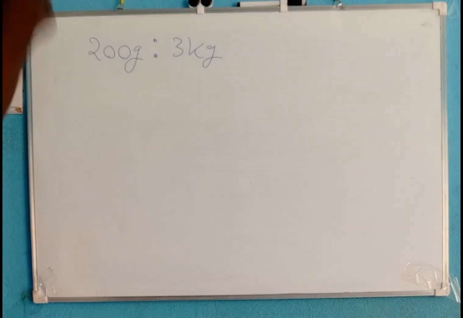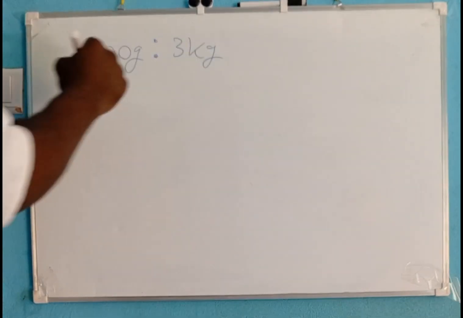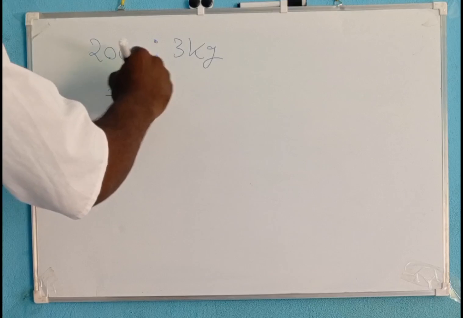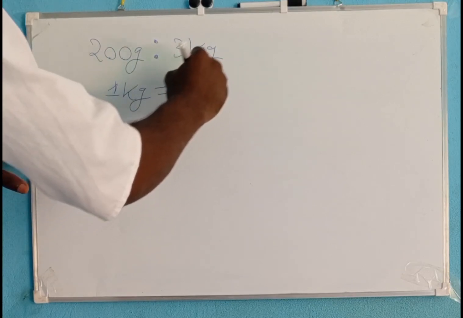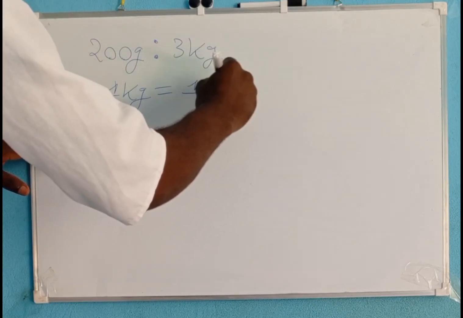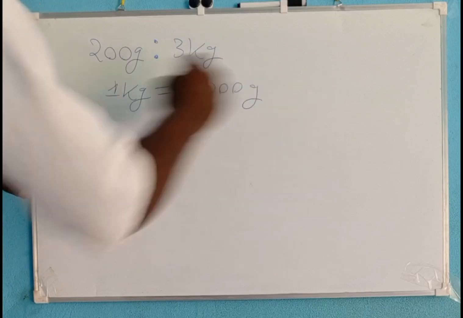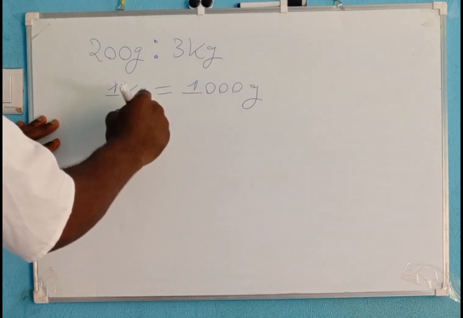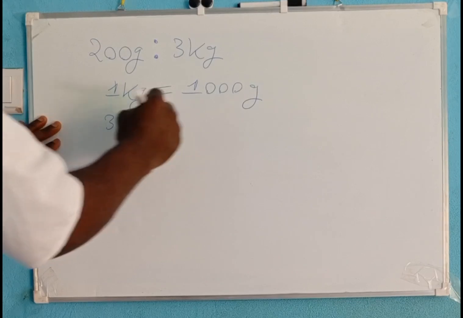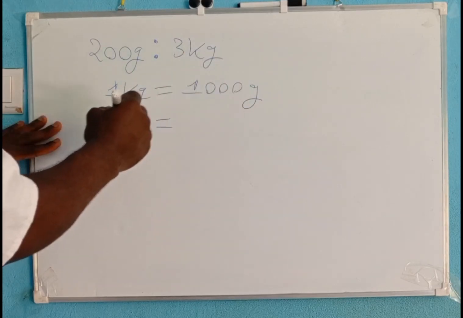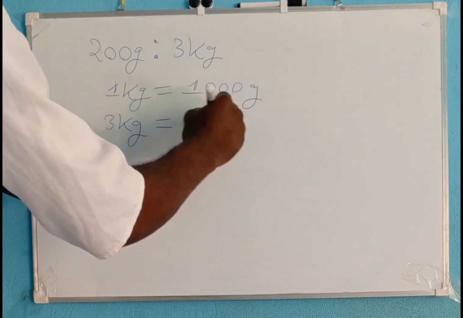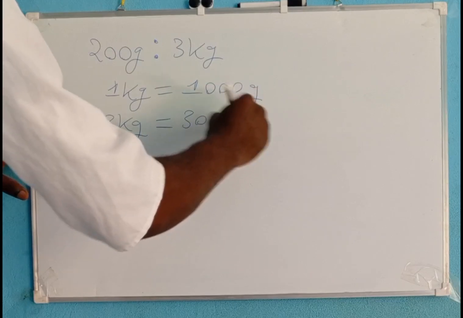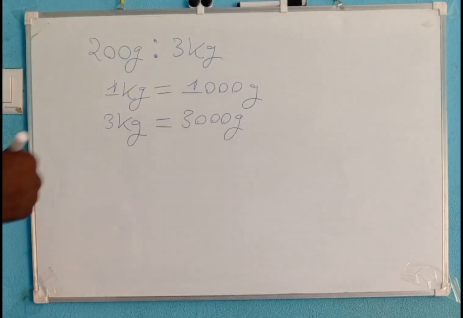We are to express the ratio 200 grams is to 3 kilograms in the simplest form. First, we are going to start by converting 3 kilograms to grams. We know 1 kilogram is equal to 1000 grams. 3 kilograms will be more. 3 kilograms will simply be equal to 3 times 1000 grams, which gives us 3000 grams.